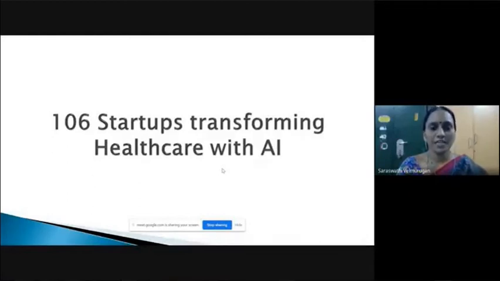Okay. So if you see nowadays, many startups are coming, right? One statistic is telling that 106 startups are transforming healthcare with AI. Each and every healthcare industry is transforming their startups with artificial intelligence. So there is a need to study this artificial intelligence.